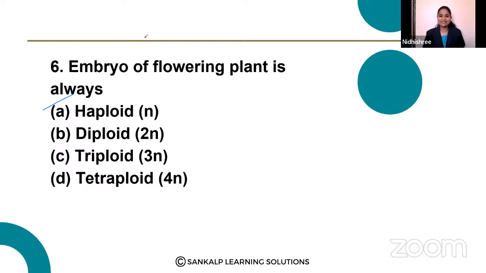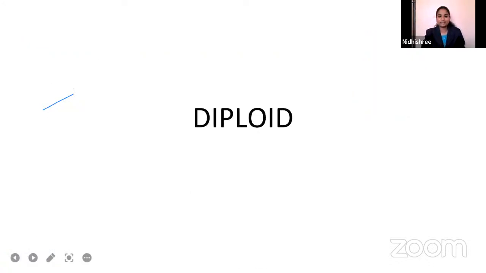Most of you changed your answer now, right? So the right answer is diploid. Okay, male gamete will be fused. Male gamete will be N, haploid. Female gamete will be haploid. When they fuse, it forms a zygote, which is diploid. The zygote becomes an embryo, so there is no cell division like meiosis there. So the embryo of the flowering plant will be diploid. Understand and then answer, okay?